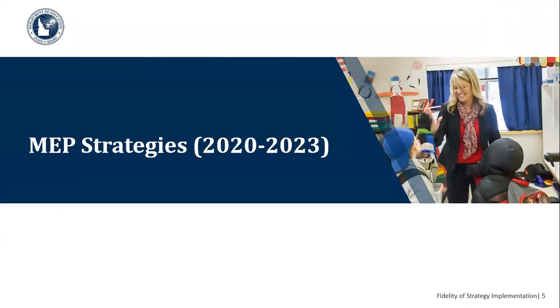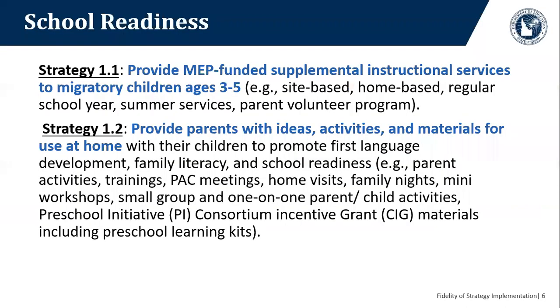So here are the strategies that we've identified in our service delivery plan that will be implemented from 2020 through 2023. First, in school readiness is to provide MEP-funded supplemental instructional services to migratory children ages 3 to 5. And you'll notice in all these strategies, it's very general when you look at what the strategy says. The specificity comes when you look at all the examples of ways that that strategy might be implemented. So it could be site-based, home-based, regular school year, summer services, or a parent volunteer program.